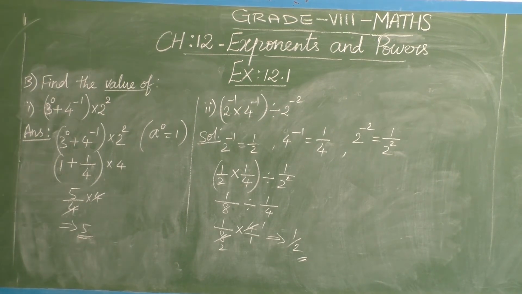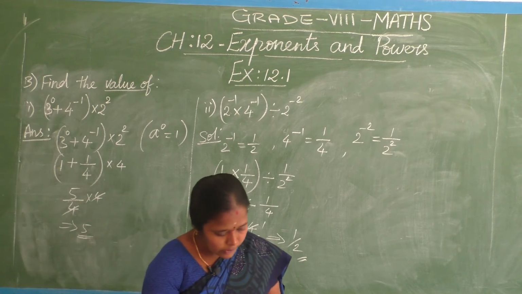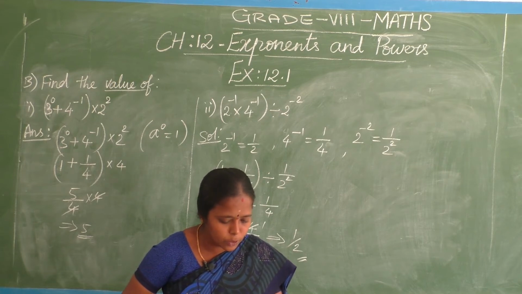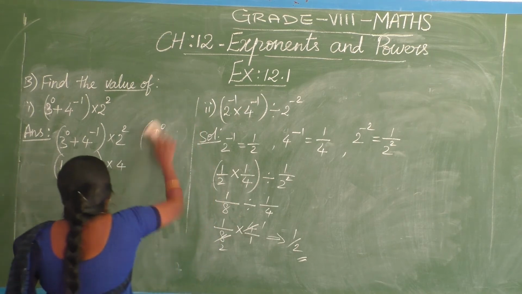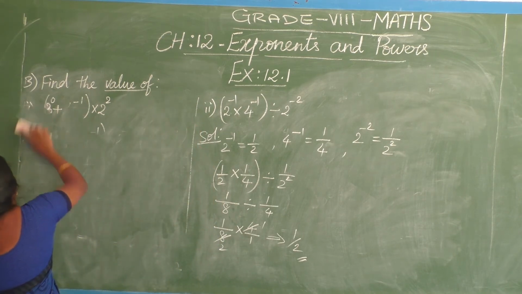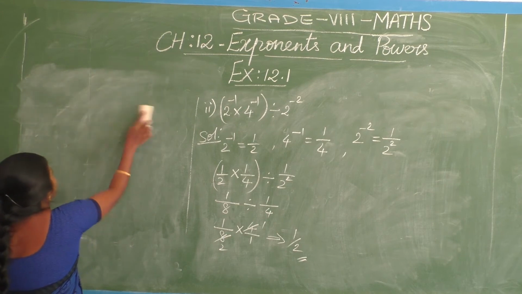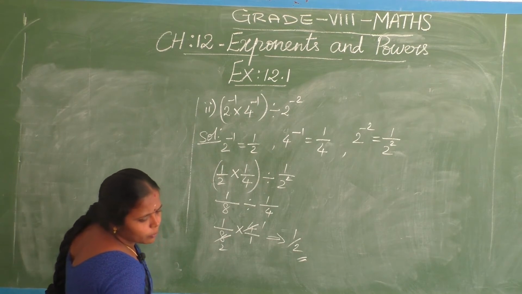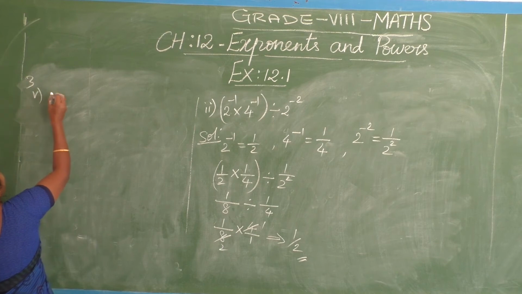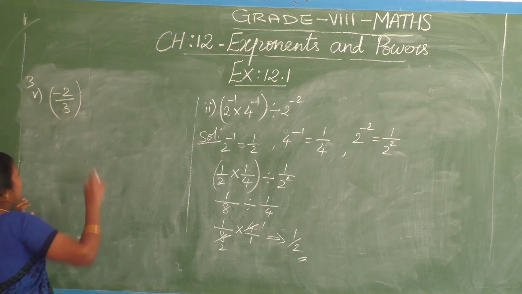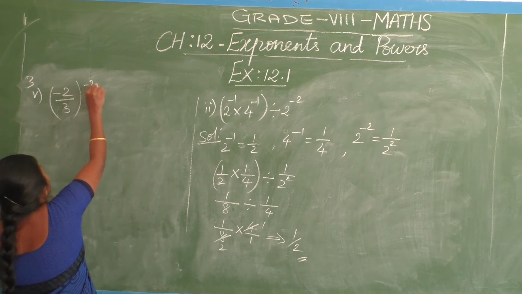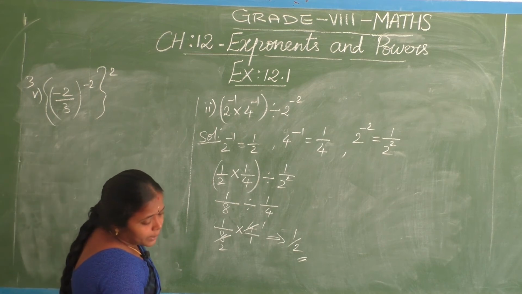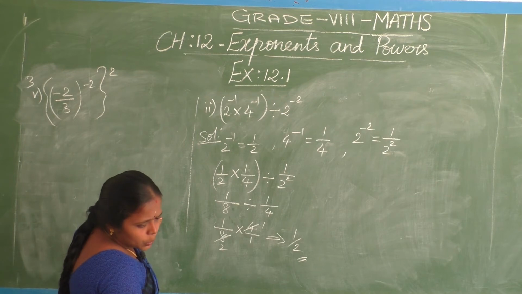See, next sum. I am taking 5th question, remaining 2 questions you have to try. What is 5th question? Minus 2 by 3 the whole power minus 2. Third section, 5th one. Minus 2 by 3 the whole power minus 2 for that one power. Minus 2 by 3 the whole power minus 2 the whole square.